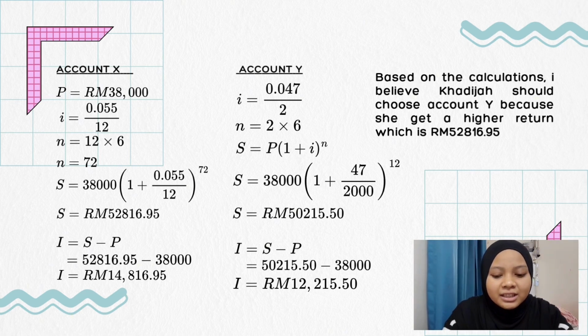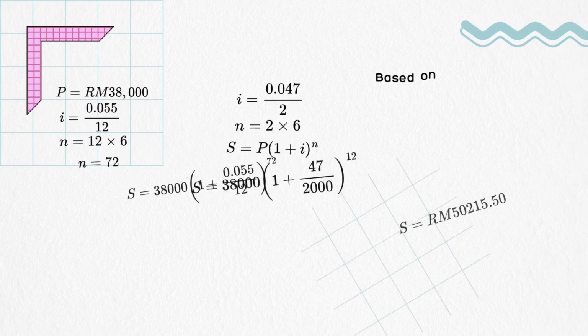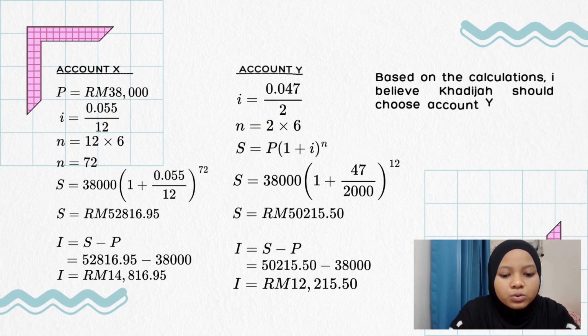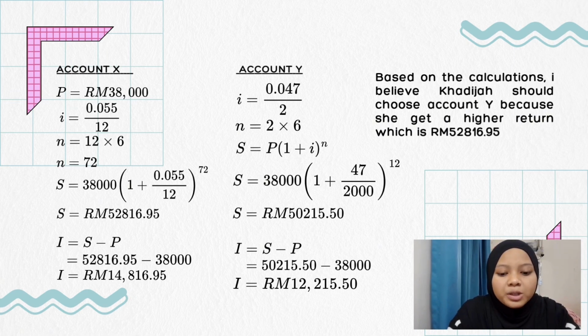52,816 ringgit 95 cent minus 38,000 equal to 50,816 ringgit 95 cent. Account Y. I is 0.047 over 2. N is 2 multiplied with 6. We use formula S equal to P multiplied with 1 plus I power N. S equal to 38,000 multiplied with 1 plus 47 over 2,000 power 12.